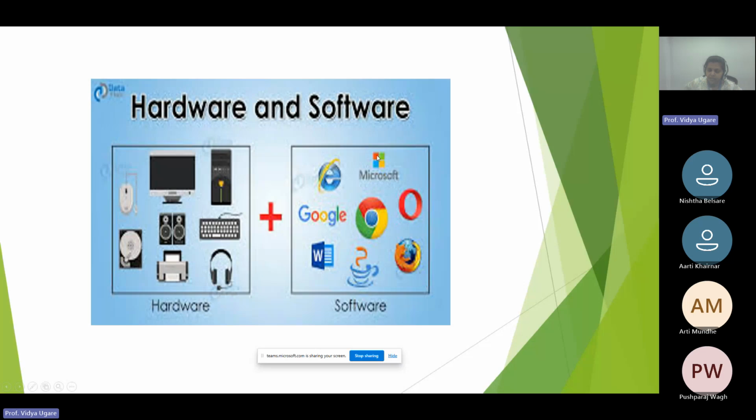So in OS, as here Microsoft is there, it can be a Linux OS also, it can be a Mac OS also, but which is very important.